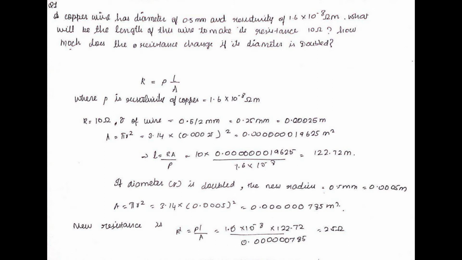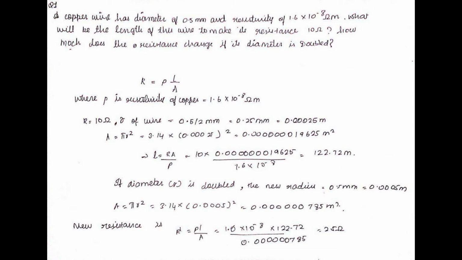So we know that R is equal to rho into L by A, where rho is the resistivity of copper, which is nothing but 1.6 into 10 power minus 8 ohm meter. R is equal to 10 ohms. So radius of wire is equal to 0.5 by 2 millimeter, which is nothing but 0.25 millimeter or 0.00025 meter. So we know that the area of a circle is pi r square. So pi is nothing but 3.14.